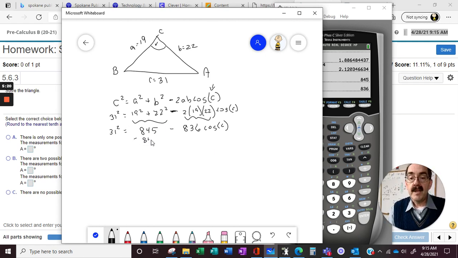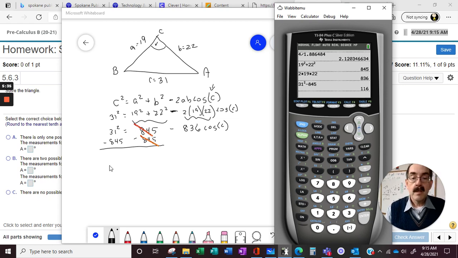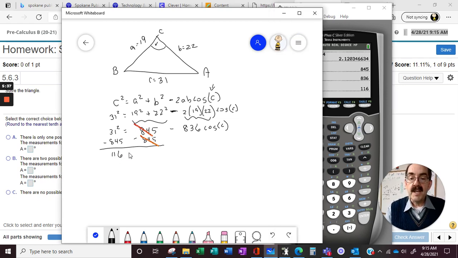I need to subtract 845 from both sides. Okay, I'm happy because that goes away. 31 squared minus 845. So I have 116 is now equal to negative 836 cosine of C. Now we haven't rounded anything, but you can see all these calculations and the possibility of making a mistake.